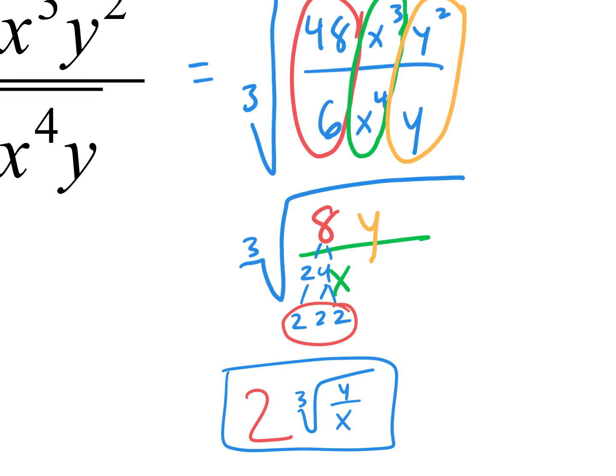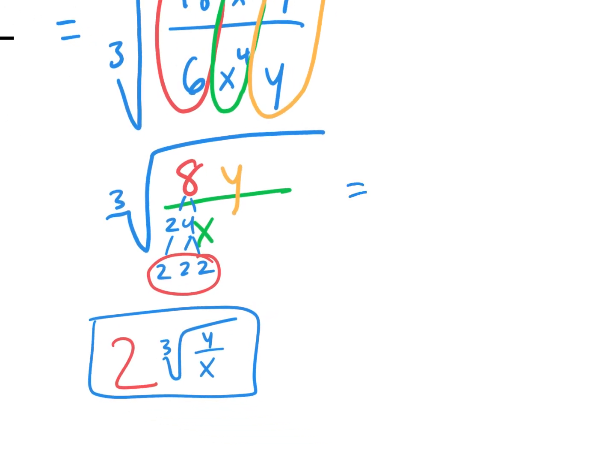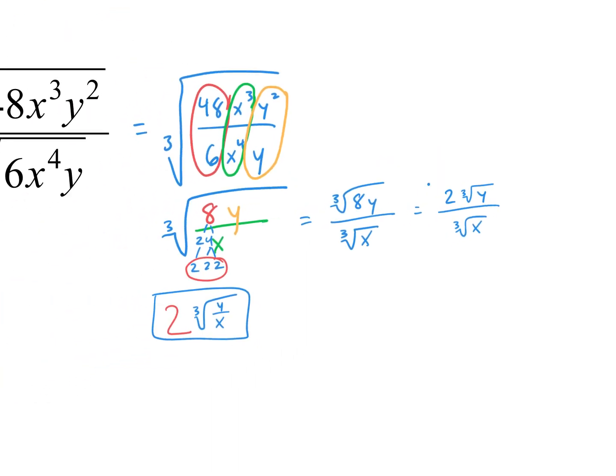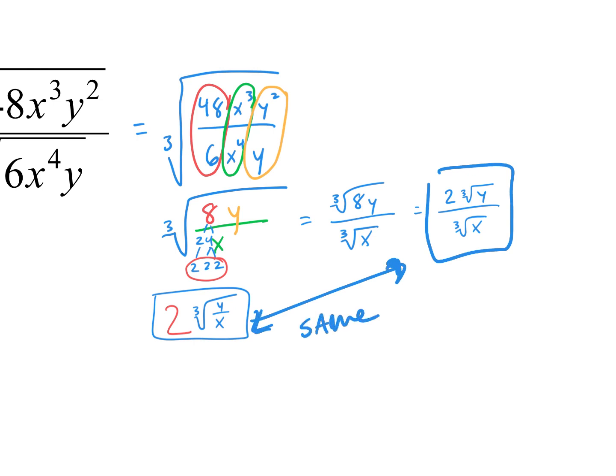Usually if you still have a fraction, we could break this up into their own radicals. We can simplify the top one, so this would become 2 cubed root y over cubed root x. So either answer would work. If you wrote it like this or like this, they are both right. These are the same. You could write it either way.